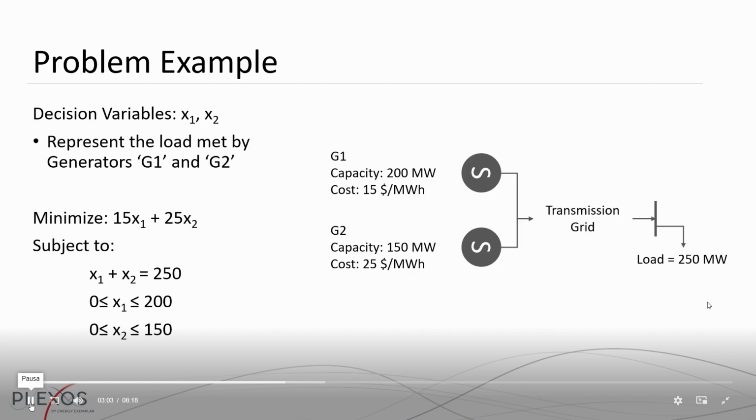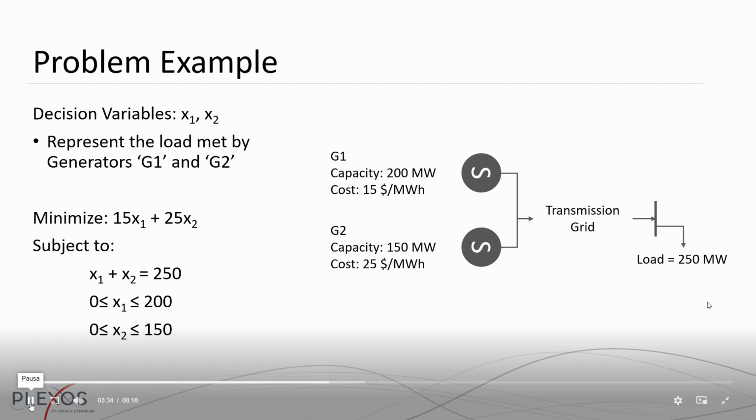In considering our system, first we have our decision variables, x1 and x2. These represent the load met by generators G1 and G2. We then have our objective function to minimize the system costs. For G1, the cost would be $15 per megawatt hour times the load met by G1. For G2, the cost would be $25 per megawatt hour times the load met by G2. Our total system cost is a summation of these two terms.